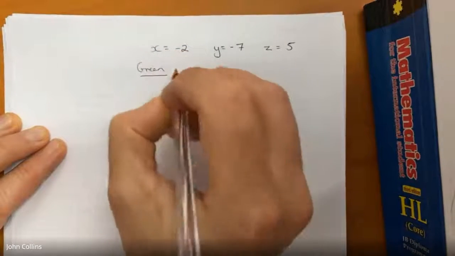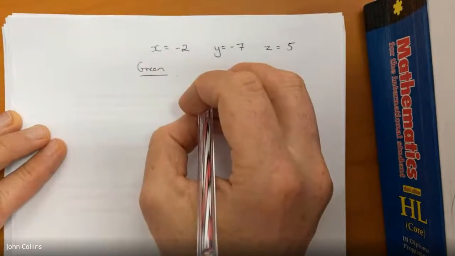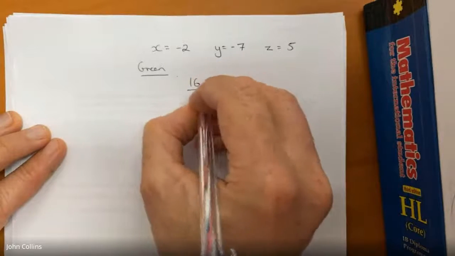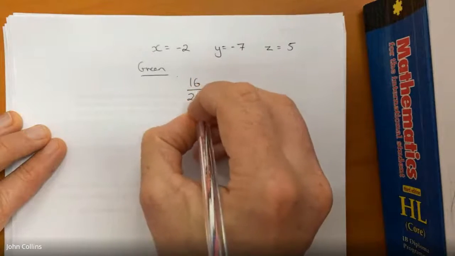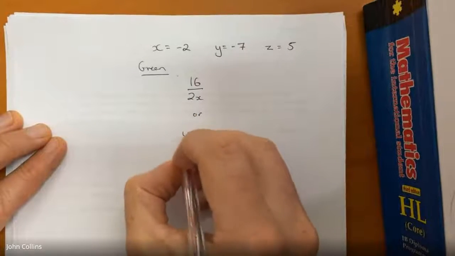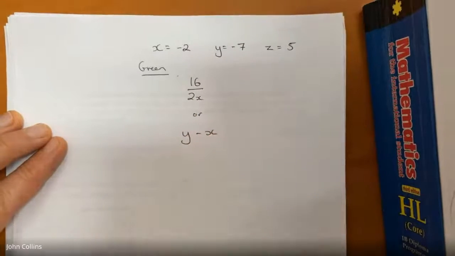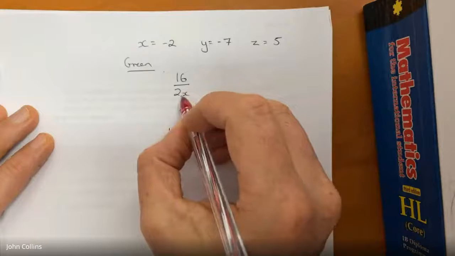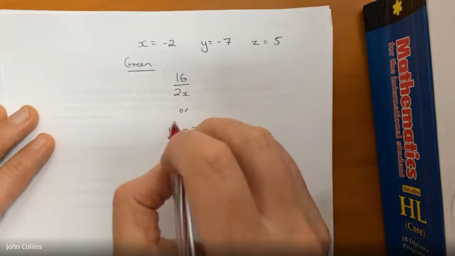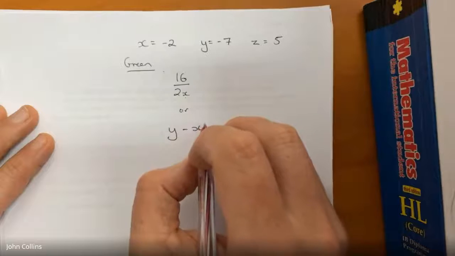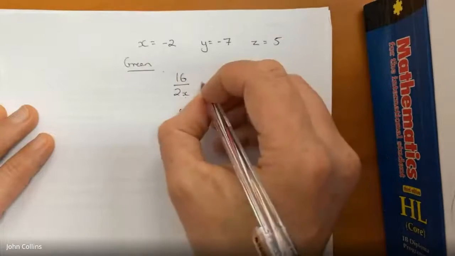A green level question would look something like, maybe do 16 over 2x, or maybe something like y minus x. So there are 2 examples of green level questions. How would I do them? Well, each time I'm going to replace the variable, or the pronumeral, with the number above, which we've done before.